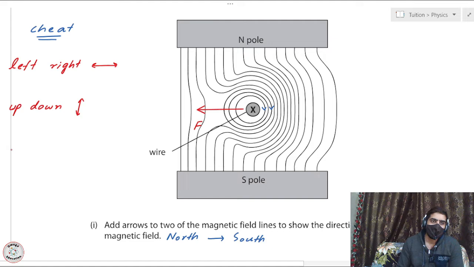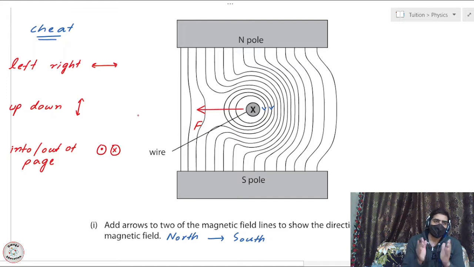And the third one would be into the page or out of the page. You can write it with the dot and cross. Dot represents out of the page, cross represents into the page. All right, so in these kind of questions you'll always be having these three pairs of sides.